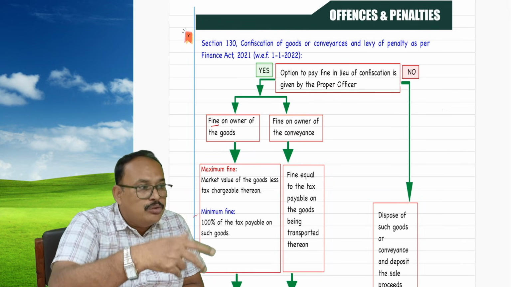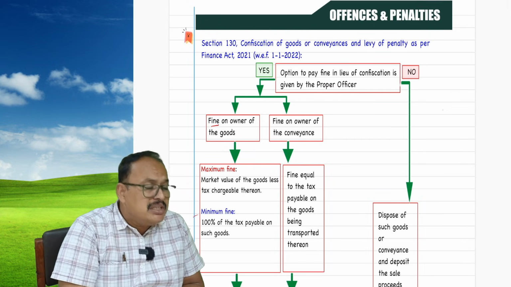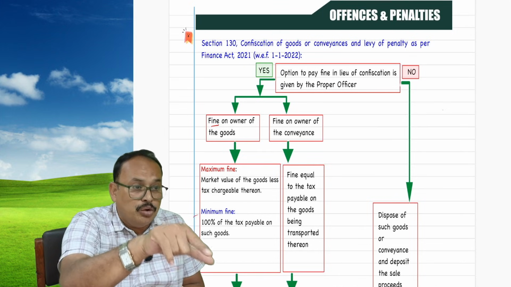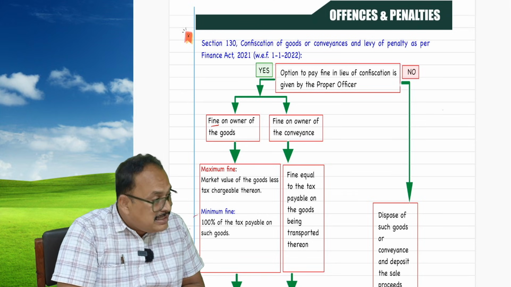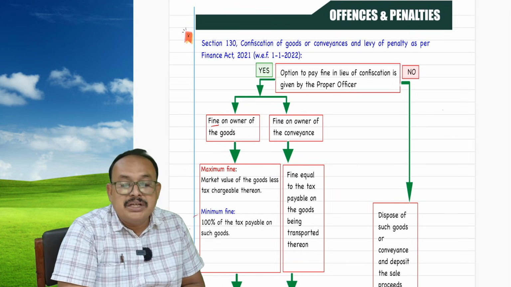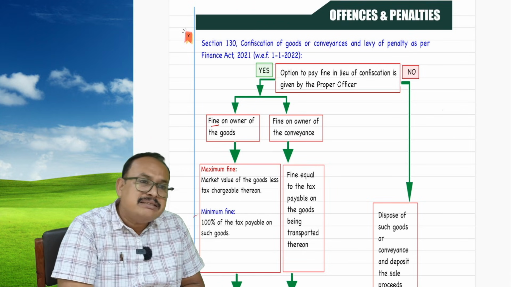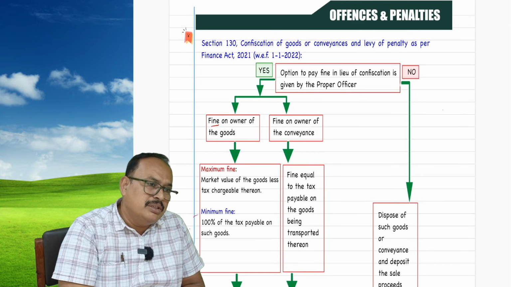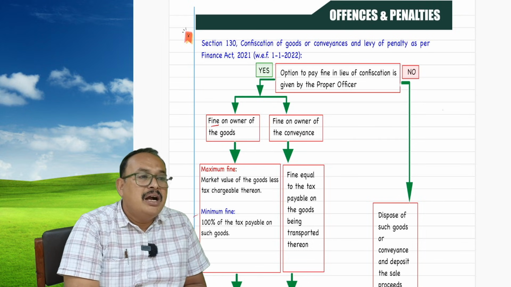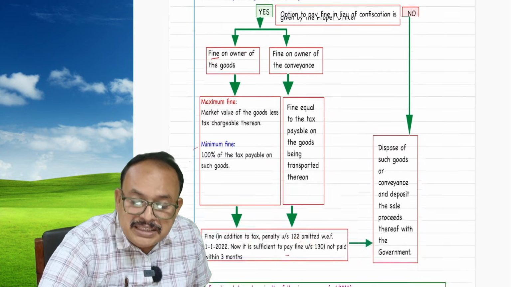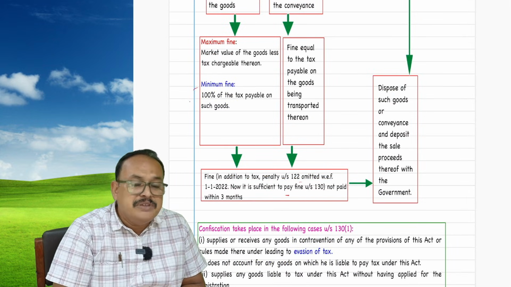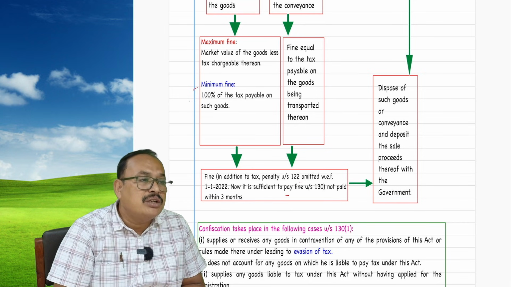In that case, to release confiscated goods, a fine in lieu of confiscation will be proposed by the department officer. The maximum fine is equal to the market value of the goods less tax payable thereon. The minimum is 100% of the tax amount, and this fine has to be paid within a period of 3 months. If not paid, the goods are liable for auction to sell.